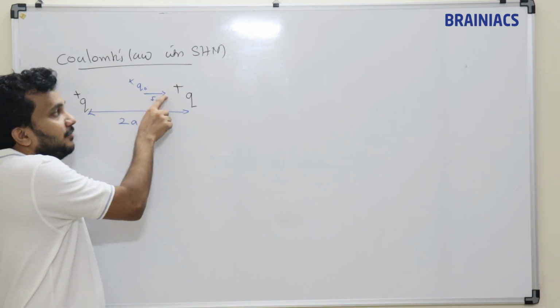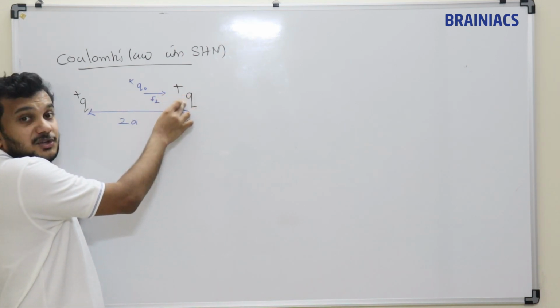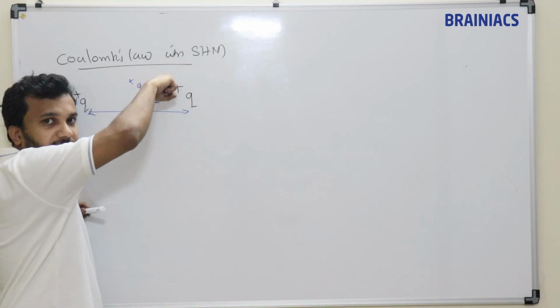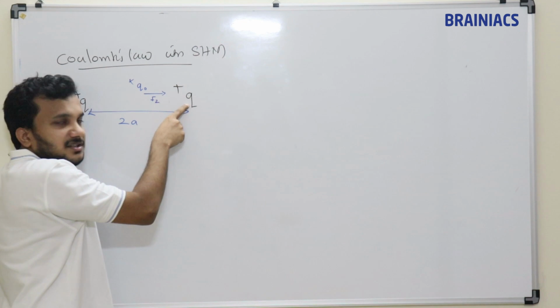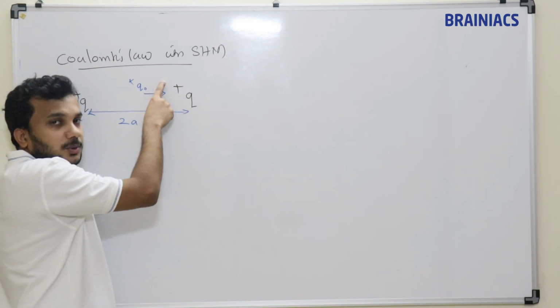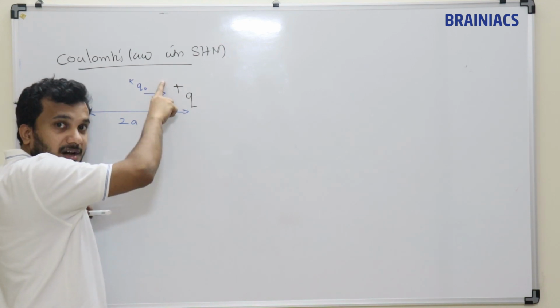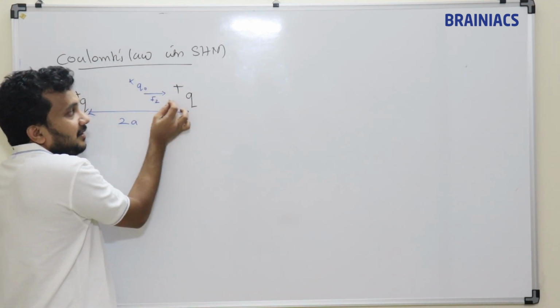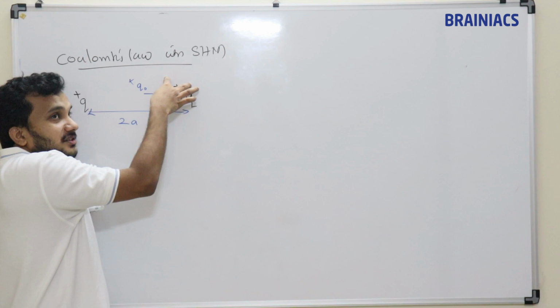Now if it is moving very close, what will happen? This is also a positive charge, right? Whenever the Q0 comes to this position, what will happen? This is also plus Q, right? What will this also do? This will also give a repulsive force whenever the distance between the two charges is shorter.